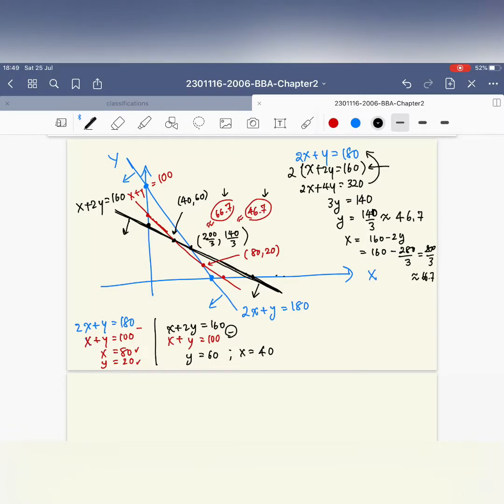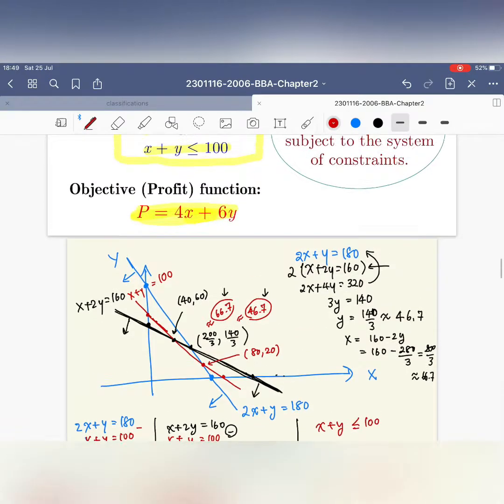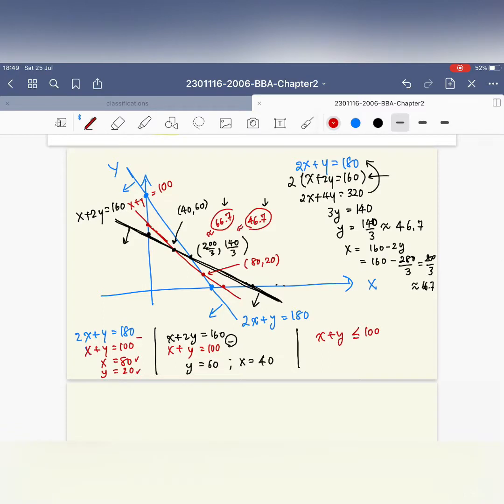Now don't forget that we still need to determine the region for your red, your x plus y less than or equal to 100. Either you choose the one below or the one above. So again you just choose the easy point 0, 0 and plug in here. You have 0 plus 0 less than or equal to 100. It holds, so it means that you are going to use the region that includes this 0, 0 point, so it is the one below.